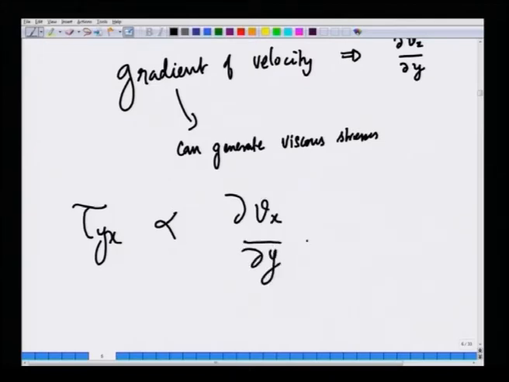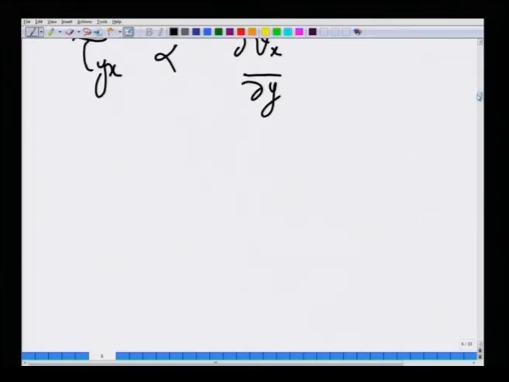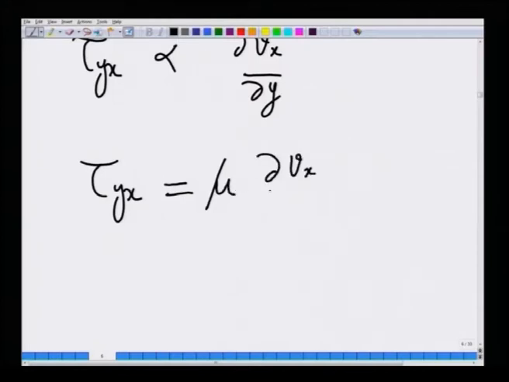dy. The constant of proportionality is called the viscosity of the fluid.